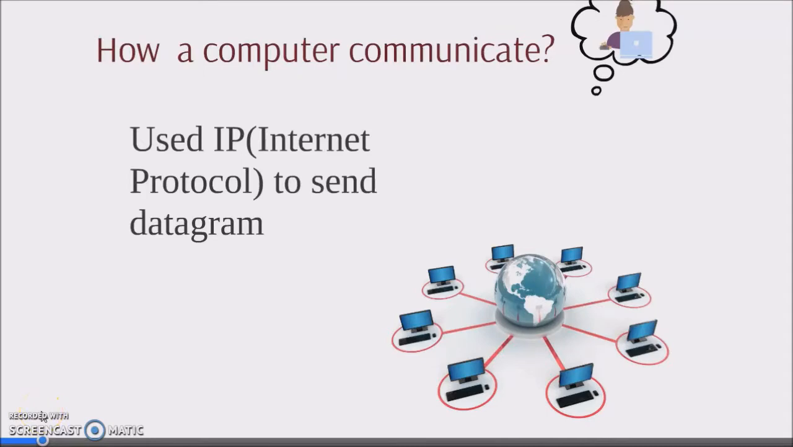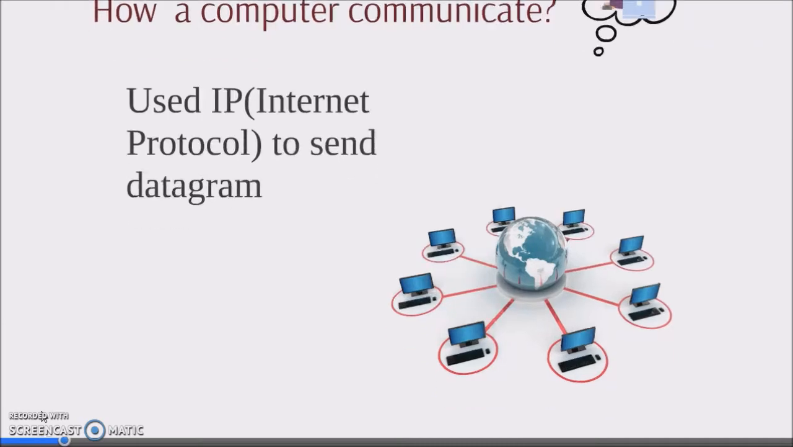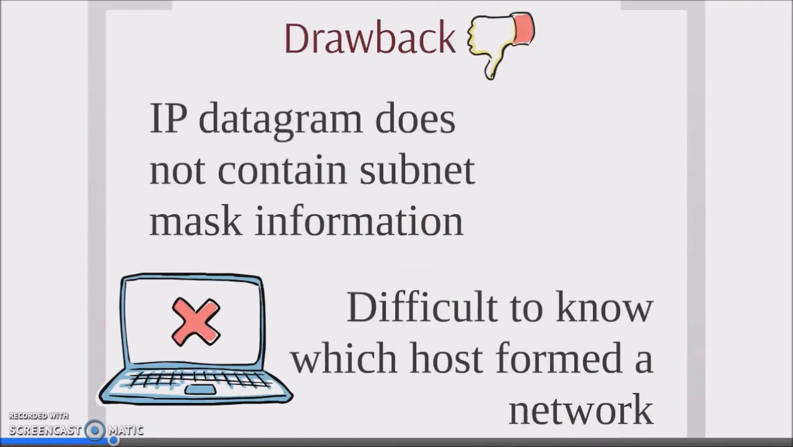Before going deeper into classful addressing, we first must know how a computer communicates with other devices. A computer communicates using Internet Protocol or IP address and sends datagrams to other devices. A datagram is a unit of transfer associated with networking. However, every system has its own drawbacks. An IP datagram does not contain any network subnet mask information. Thus, it is difficult to know which hosts form a network.